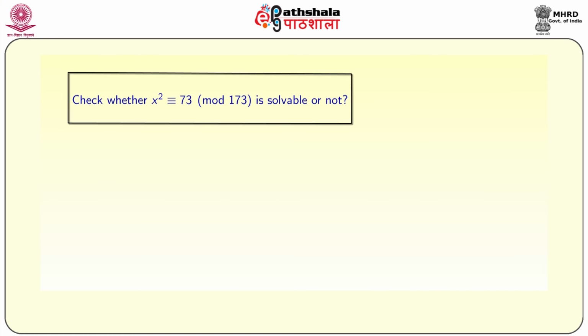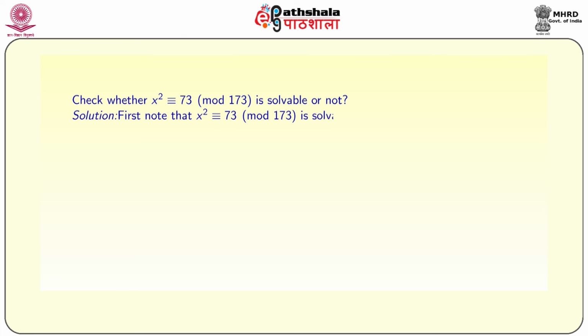Now, we are going to try to solve this equation; we need to find out whether it is solvable or not, that is, whether x squared is congruent to 73 mod 173 is solvable. Recall that we started to answer questions of this type. First note that x squared congruent to 73 mod 173 is solvable if and only if 73 is a quadratic residue modulo 173.